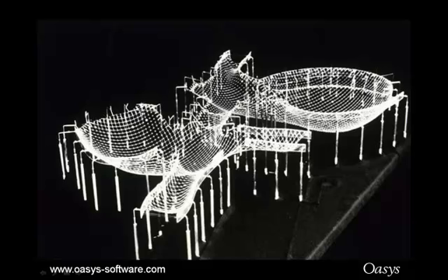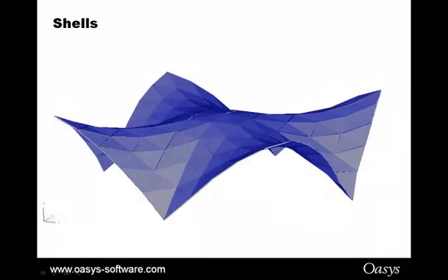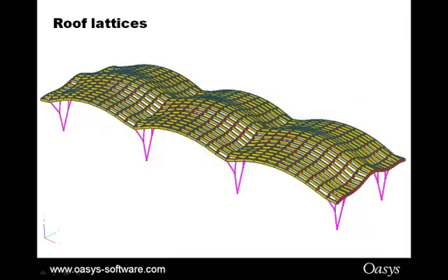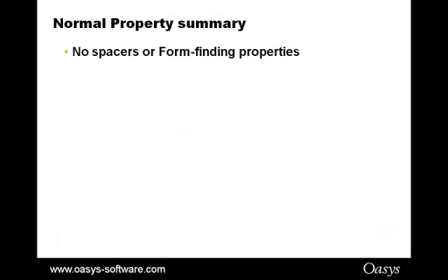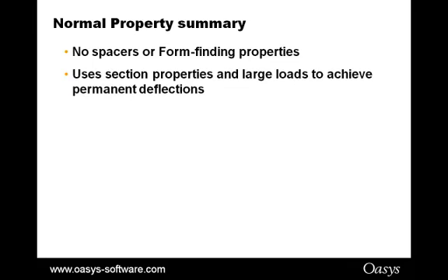There was no GSA in those days. It was using a hanging chain model, such as used on Gaudi or the Sagrada Familia and so on. Obviously, today we could use GSA either using a soap film or all the normal properties for this analysis. Now, normal properties is very good for creating things like shells, shell structures, but also roof lattices as well. So, summary in this: no spacers or form finding properties, you just use the section properties and large loads to achieve a permanent deflection.